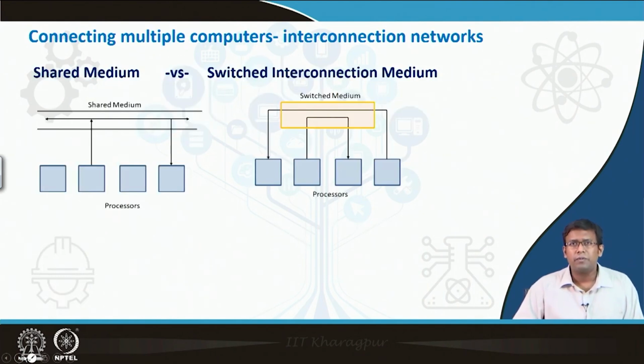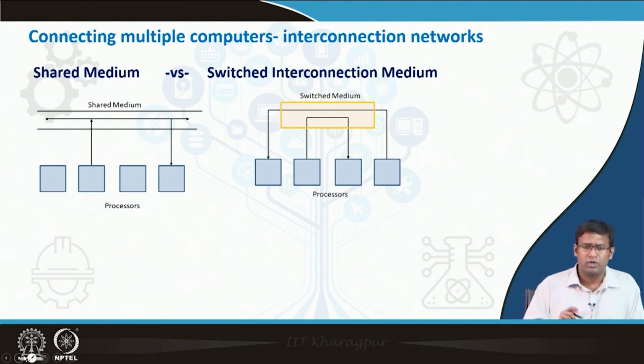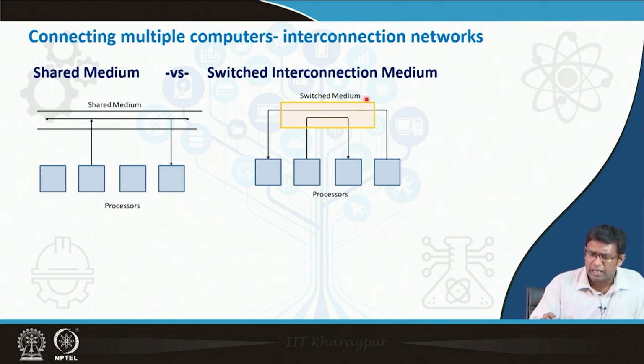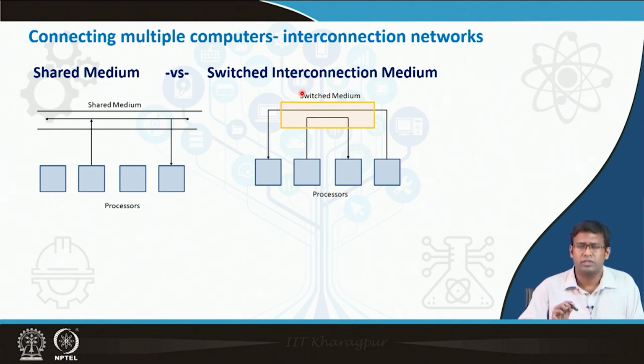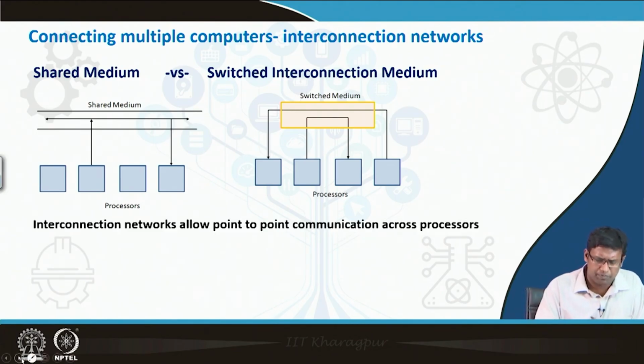Now, we come to multiple computer systems. How can multiple processors be connected? There are two typical arrangements. One is called a shared medium, where there is a single bus to which many processors are connected. The bus connects to the main memory and other parts in the motherboard, and many processors are connected there. The other one is that different processors are connected via an interconnect switch. The first one is called a shared medium, the second one is called the switch interconnection medium.